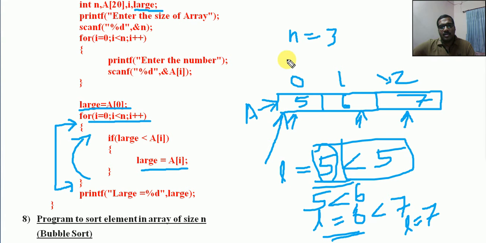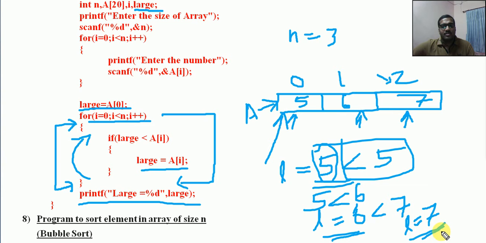3 less than 3, that is wrong. It will come out of the loop. Now we are simply printing the value of large variable. So finally, what is the value of large variable? That is 7. Okay, so this is the logic.